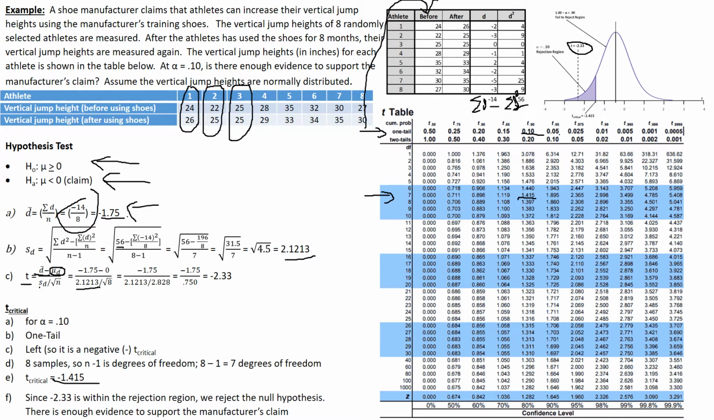And 1.415 is right here. Anything to the right of this, I'd fail to reject. Anything to the left of this, I would reject. And negative 2.33 is less than negative 1.415. So I would reject the null hypothesis, and there's enough evidence to support the manufacturer's claim.